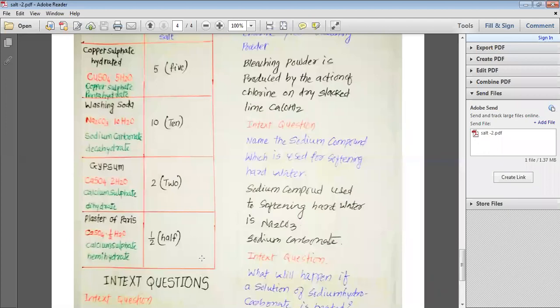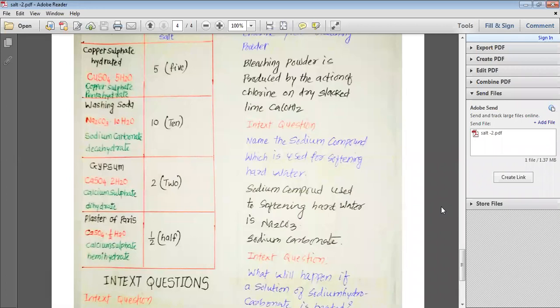Dear children, you have to answer. What is the common name for copper sulfate pentahydrate? Nobody, no one will tell? The common name, copper sulfate hydrated. Very good. The common name for copper sulfate pentahydrate is hydrated copper sulfate.